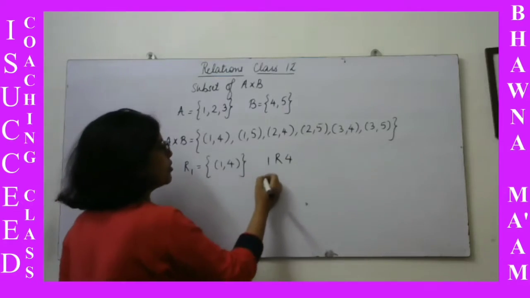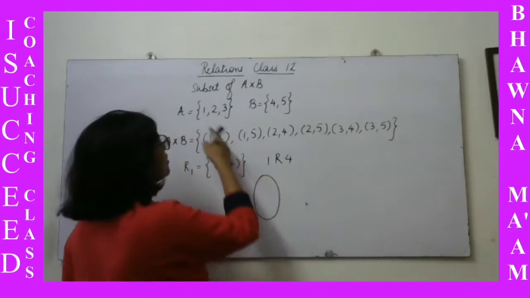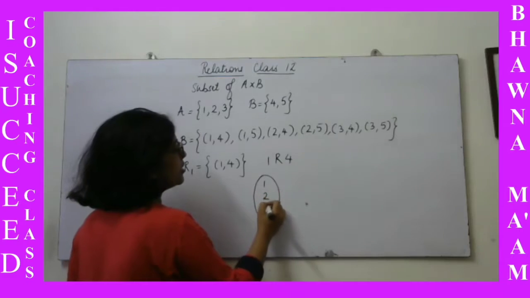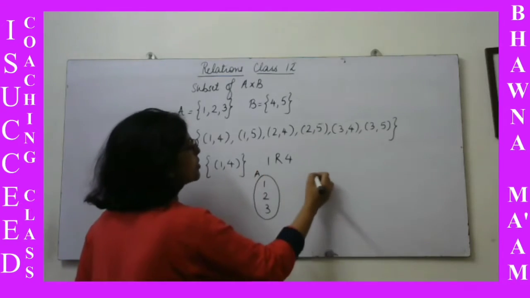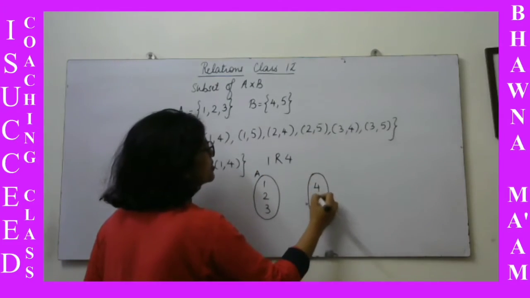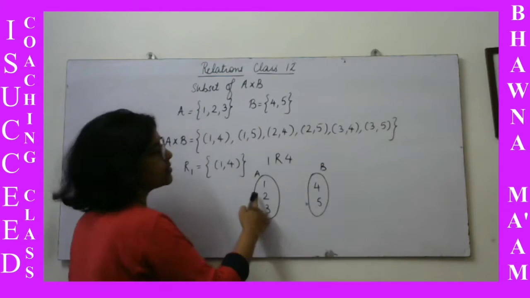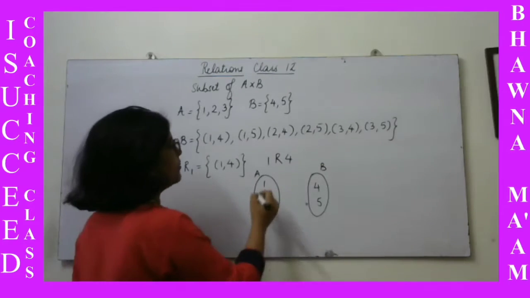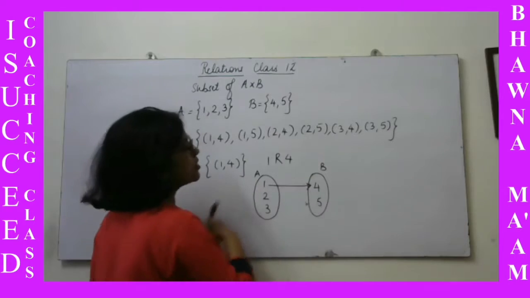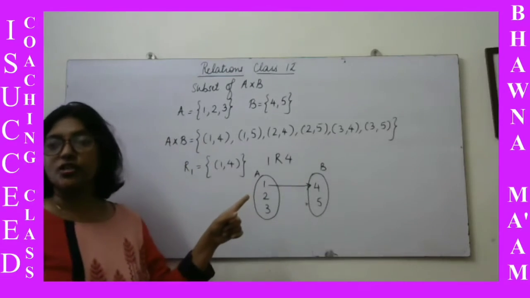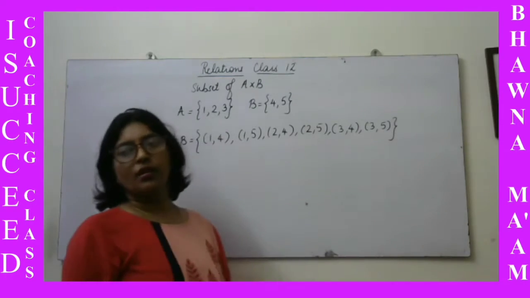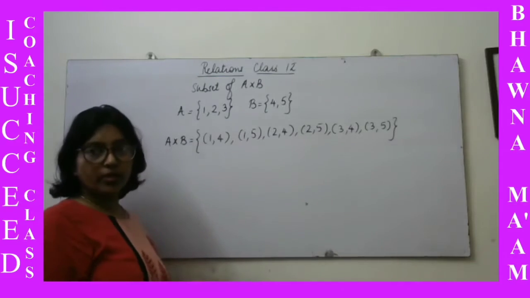Or if you draw a diagram, we will write the elements of A in here and we will write the elements of B in the other set. This is known as the arrow diagram, where I will show that 1 is related to 4. Okay, this is the first relation that we have written. In the same way, you will get so many examples.